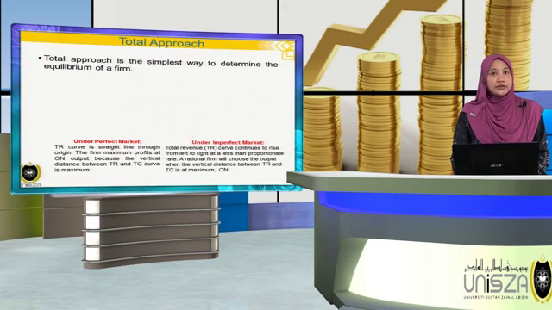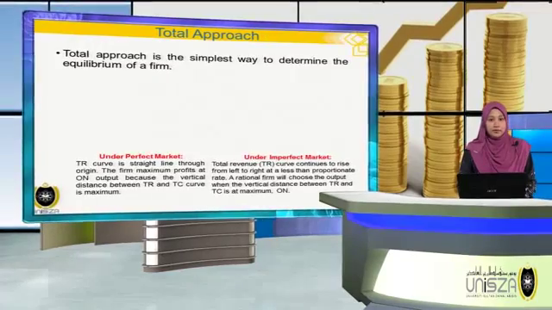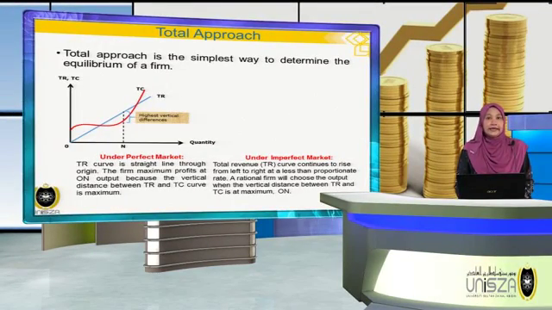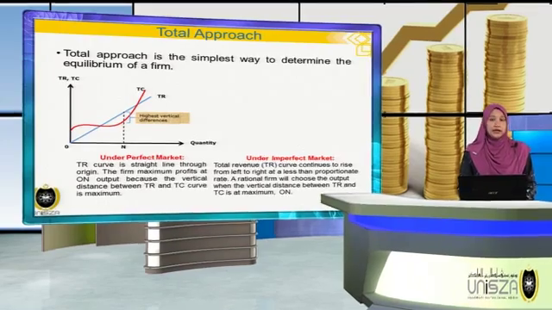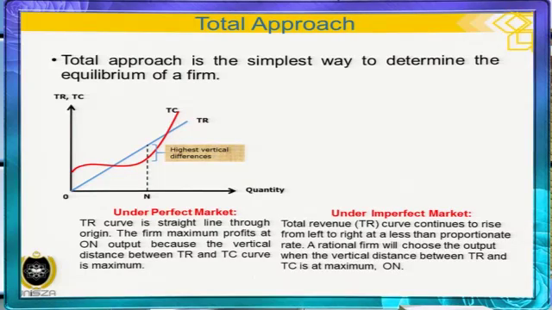Okay, we go to the total revenue, total cost, and marginal revenue and marginal cost approach. Profit maximization can be characterized with reference to the total revenue and total cost curve or the marginal revenue and marginal cost curve. Okay, when you look at the graph, for the first graph, the total approach is the simplest way to determine the equilibrium of a firm.